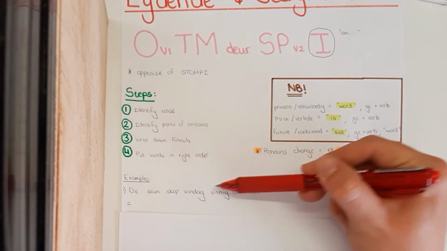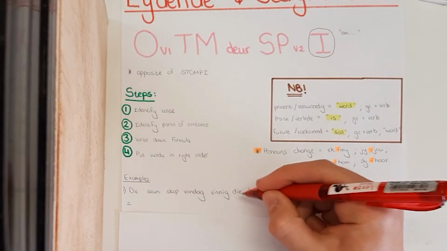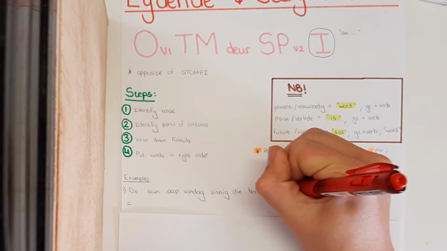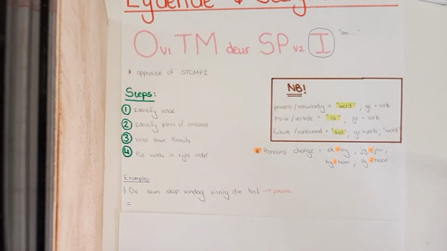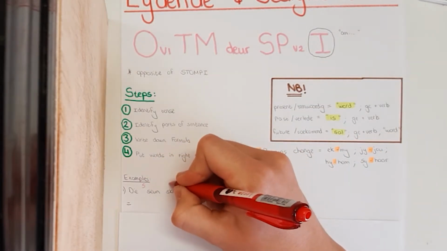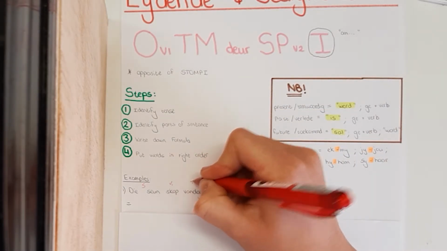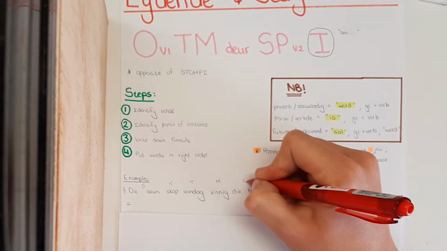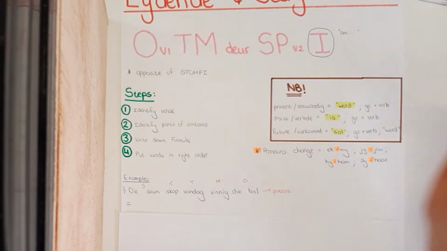Die seun skop vandag vinnig die bal. Step number 1, identify the tense. This is in the present tense, okay? So I'm going to make a little note here. Now I know I'm looking at this formula. Now we're going to identify the parts of your sentence. Die seun is my subject, skop is my verb 1, vandag is my time, vinnig is my manner, and die bal is my object. Now, we don't have to write down the formula again because we have it over there.